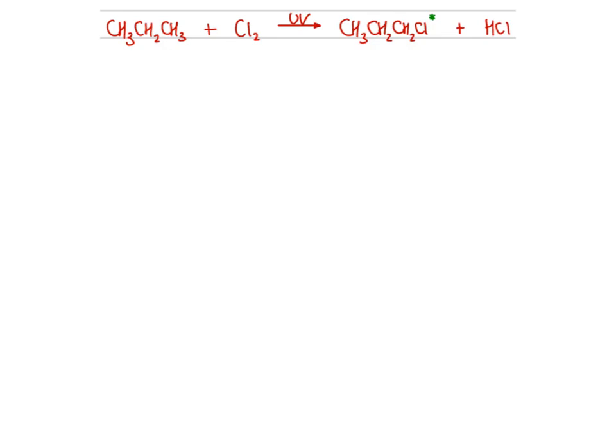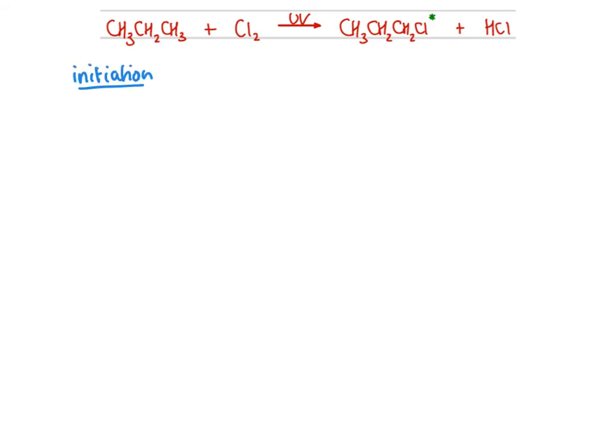So I'm going to do another example. So here's propane reacting with chlorine to make chloropropane, or 1-chloropropane specifically, actually. What I'm going to do is all of the steps. So I'm going to do the initiation, then the propagation, and then the termination, to try and give you a complete picture of one particular reaction. So I'm going to start with initiation.